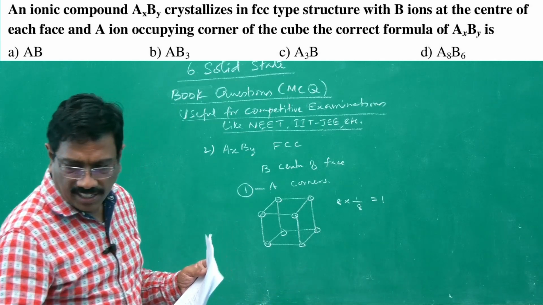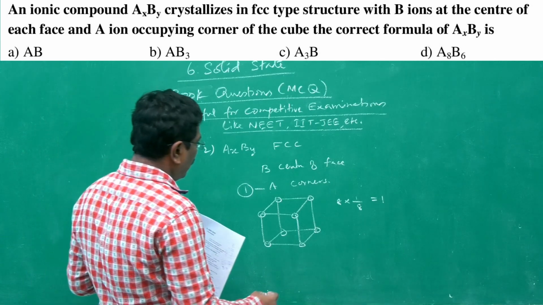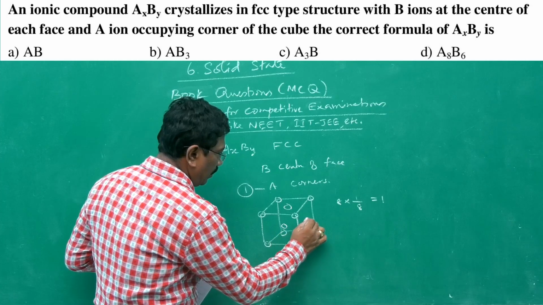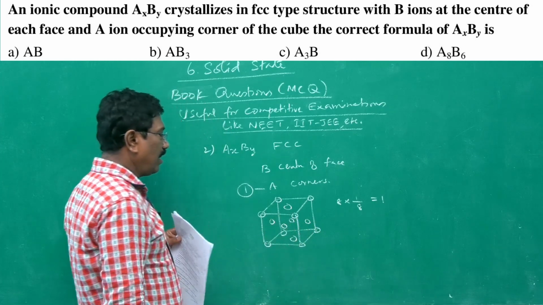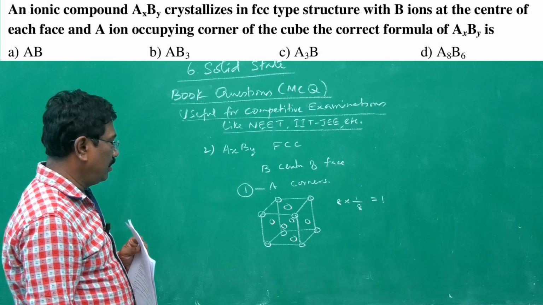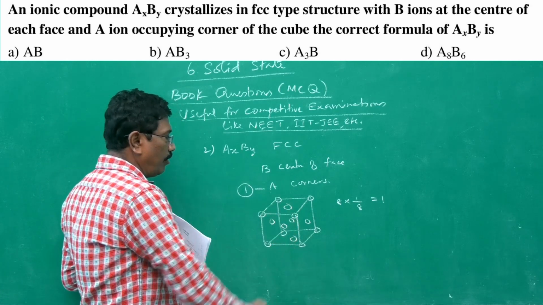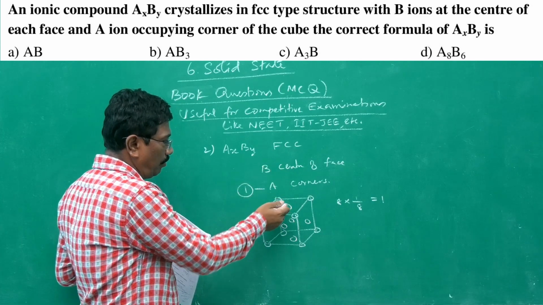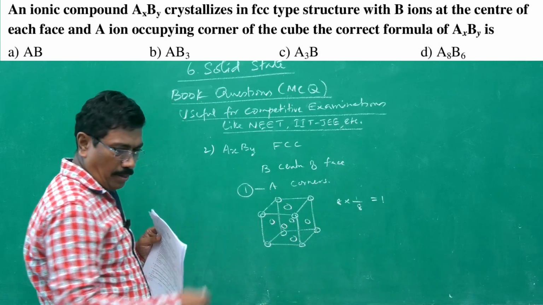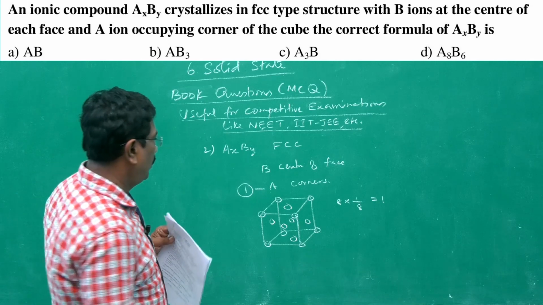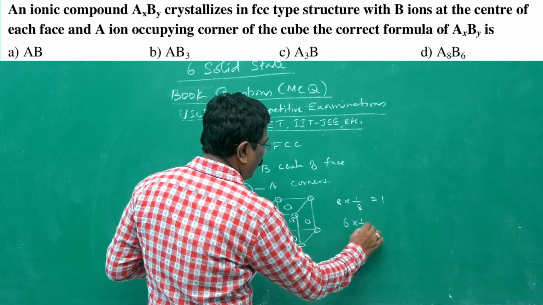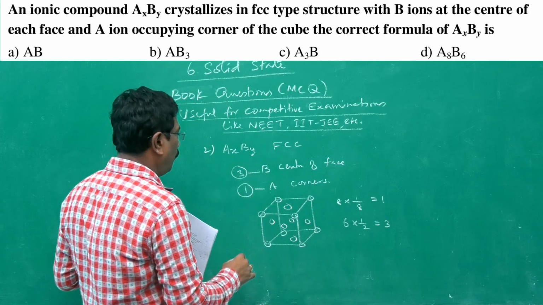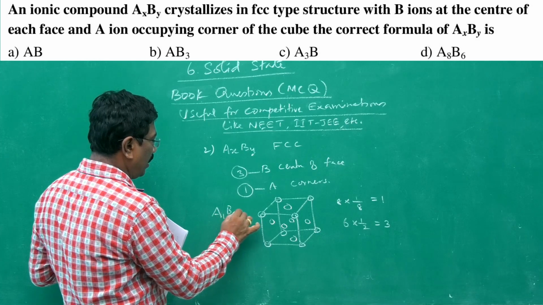If we go in for face center, there are 6 faces, 1 top, 1 bottom, 1 front, 1 this side, 1 back side, 1 this side. So there are 6 face centered atoms. The contribution of this atom for a particular unit cell is 1/2, because it can be shared by the unit cell which is present above. This can be shared by the unit cell at the side, likewise. So there are 6 atoms, contribution 1/2 and therefore 3. A atom 1, B atom 3, and therefore the molecular formula will be A1B3, which is nothing but AB3.